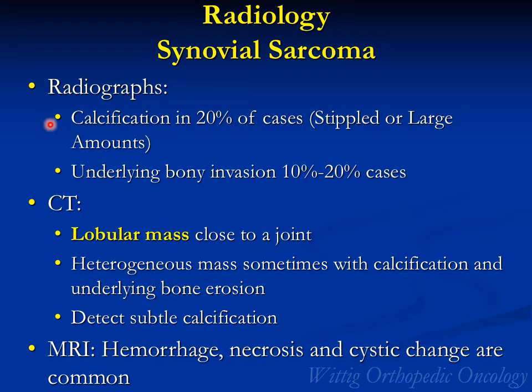On the radiographs, calcification is present in 20% of cases, and there may be underlying bone invasion in up to 20% of cases. CT demonstrates a lobular mass close to a joint. The mass is usually heterogeneous and may have calcification and underlying bone erosion, and CT is useful for detecting subtle calcification. The MRI often shows hemorrhage, necrosis, and cystic change, which are common with this type of sarcoma, and it gives it a triple signal intensity, meaning that it has low, intermediate, and high signal areas on an MRI.